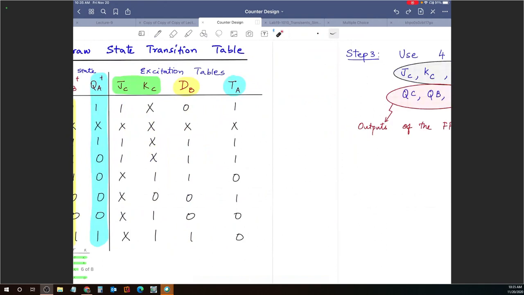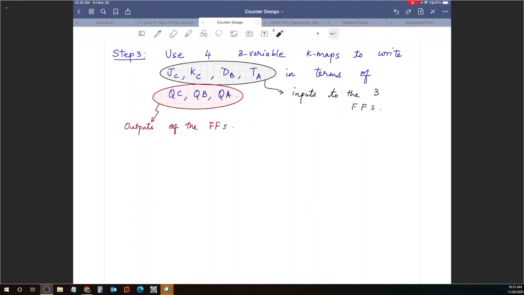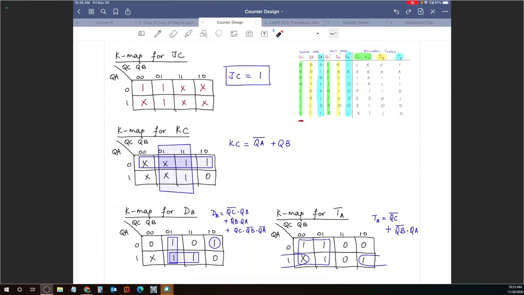In this case, we were using three variable K-maps. The inputs of the K-maps were the previous state, QC, QB, QA, and the output was expressions for J, K, D, and T. We did those K-maps here. We had to do four of them. We got the simplest expressions for J, K, D, and T inputs. And then depending on that, we connected some of them.